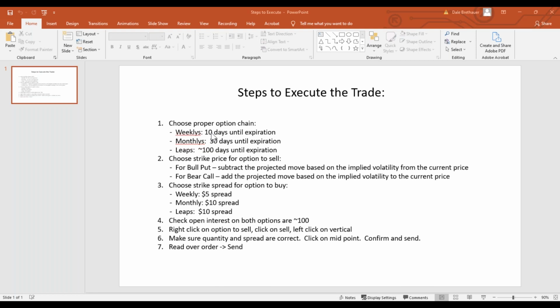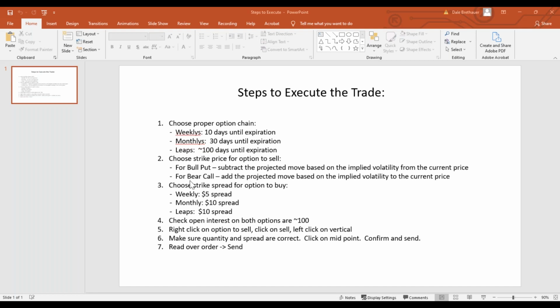So I'm only going to get about 75 cents. But if it was a 10-point difference in strikes, I'd get $1.50. $1.50 is kind of my target. Okay. So then you want to choose a strike price for the option to sell. Well, the easiest thing is to look at the delta and look for something around 0.2. That means that trade has about an 80% chance of winning.